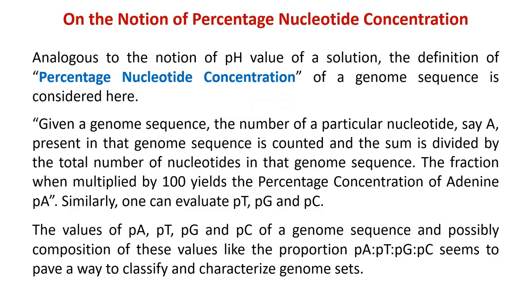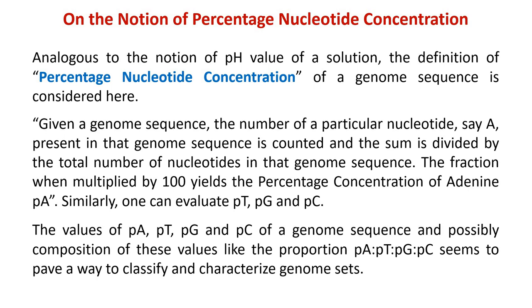Now I shall define percentage nucleotide concentration. Analogous to the notion of pH value of a solution, the definition of percentage nucleotide concentration of a genome sequence is considered here. Given a genome sequence, the number of a particular nucleotide, say adenine A, present in that genome sequence is counted and the sum is divided by the total number of nucleotides in that genome sequence. The fraction when multiplied by 100 yields the percentage concentration of adenine PA.